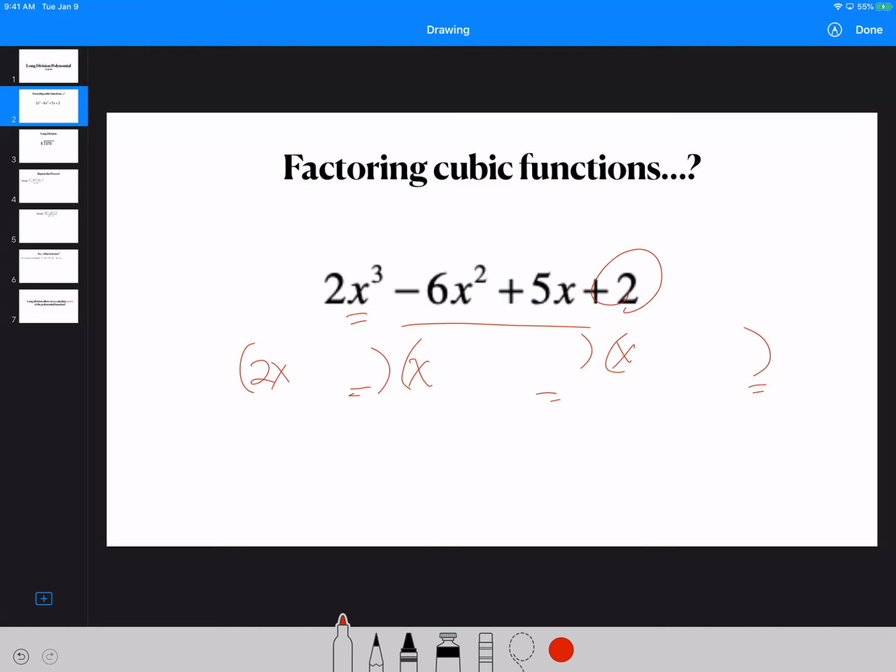But it's not as feasible as doing the AC method that I taught you before, or doing the 2 numbers that multiply to give you this number and add to give you these. It's not going to work like that because obviously it's not quadratic. So how do we factor cubic functions? Well, there are 2 ways.